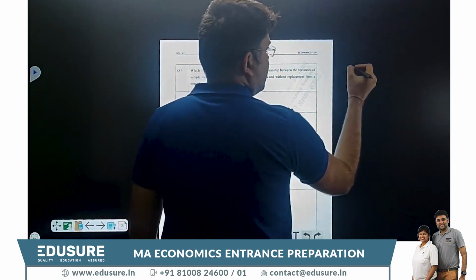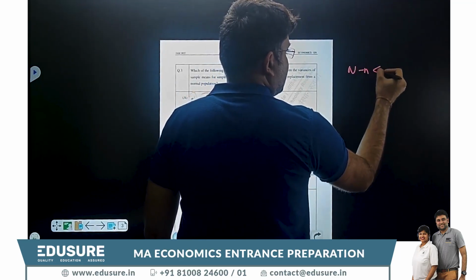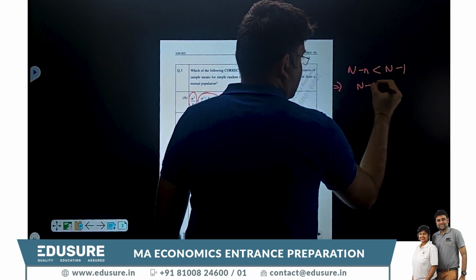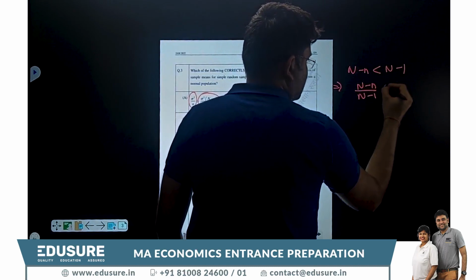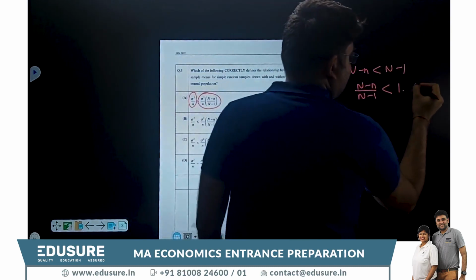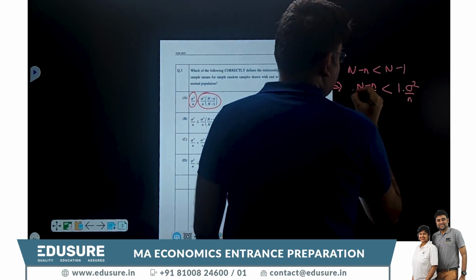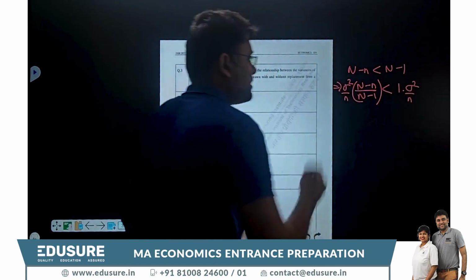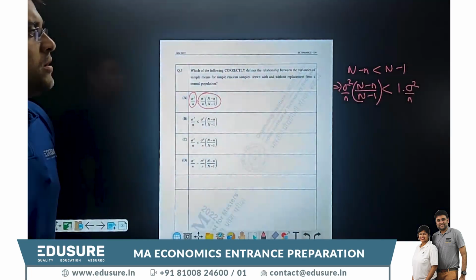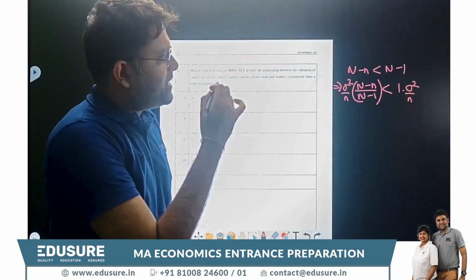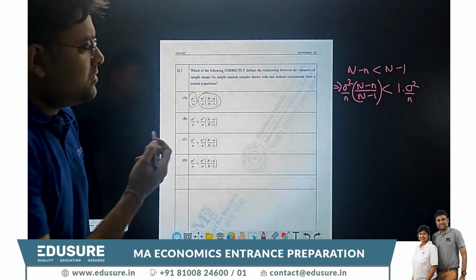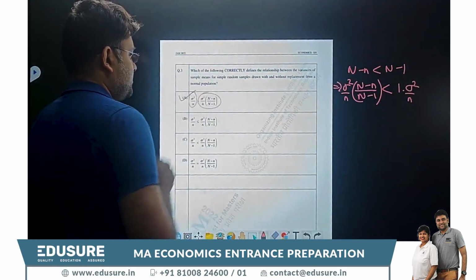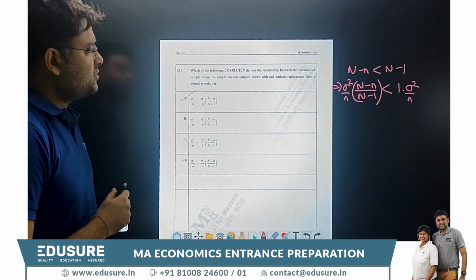So it's a no-brainer that n minus n will be less than n minus 1. Therefore, n minus n divided by n minus 1 will be less than 1. Now if I multiply by sigma square by n both sides, you get sigma square by n into n minus n by n minus 1 less than sigma square by n. So what is the answer? The answer is A for this one.